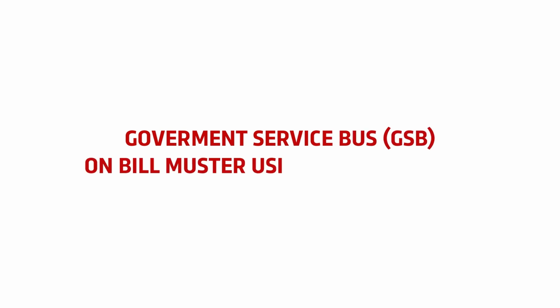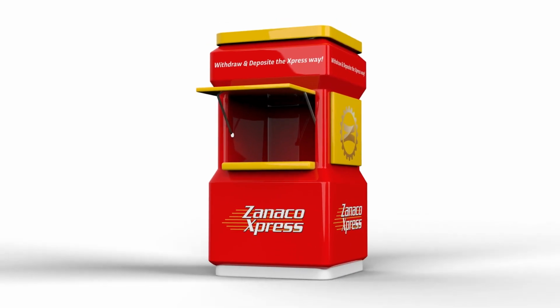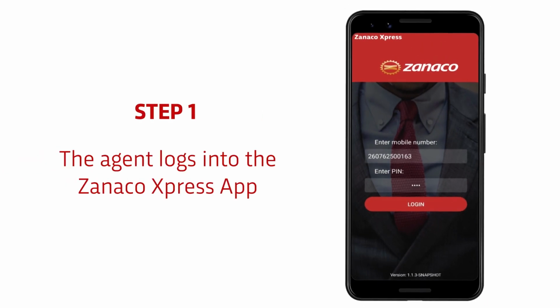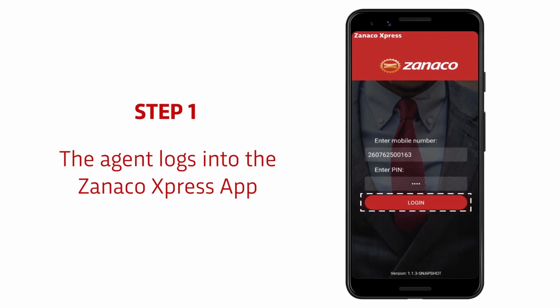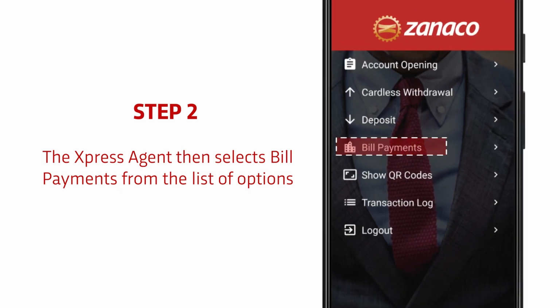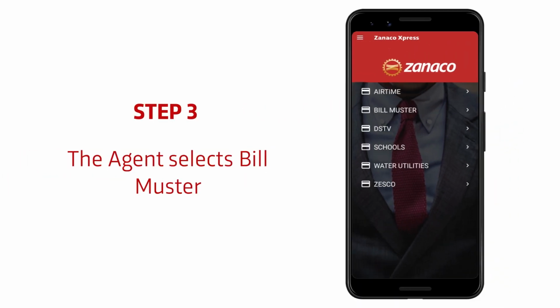Government Service Bus, GSB payments on Bill Muster using ZANACO Express. To pay through ZANACO Express, the Express agent will need to follow the steps below. The agent logs into the ZANACO Express app. The Express agent then selects bill payments from the list of options. The agent selects Bill Muster.